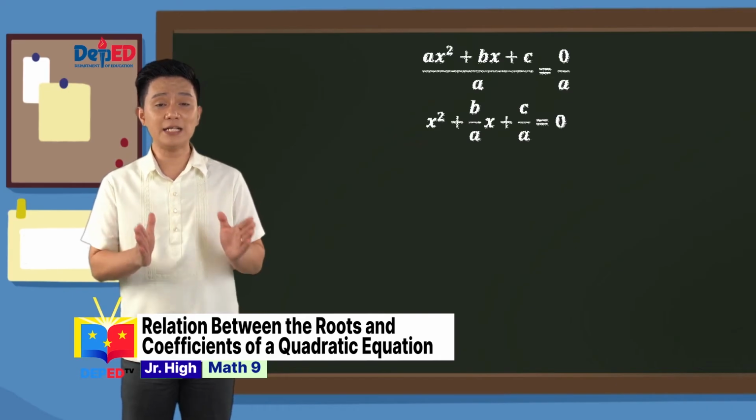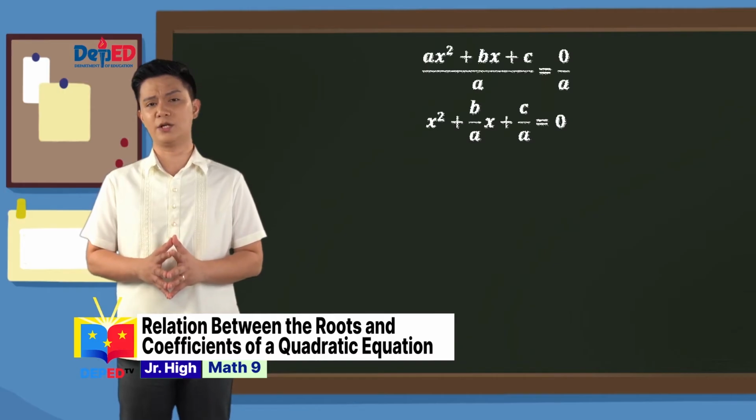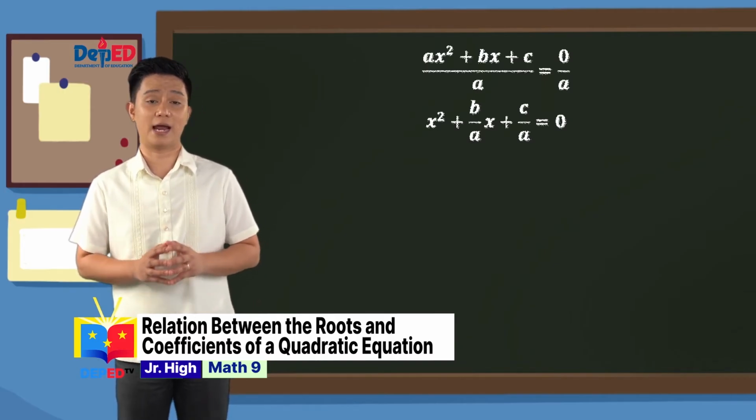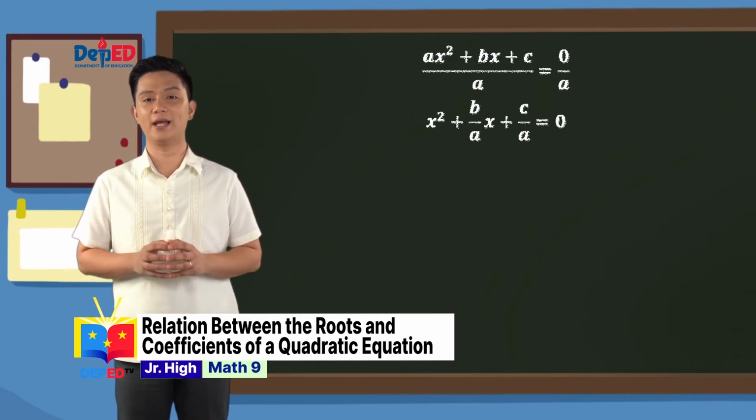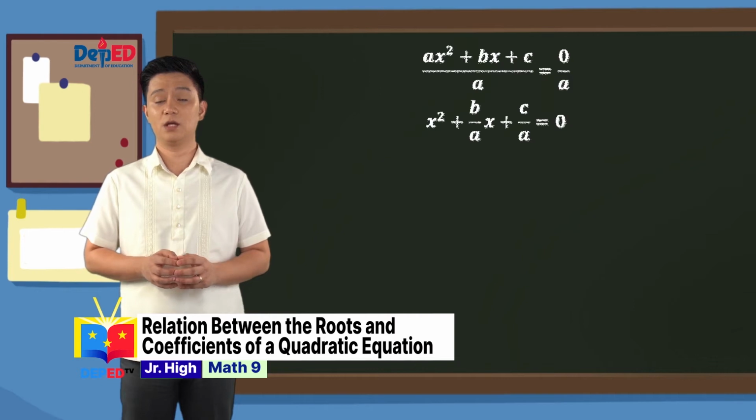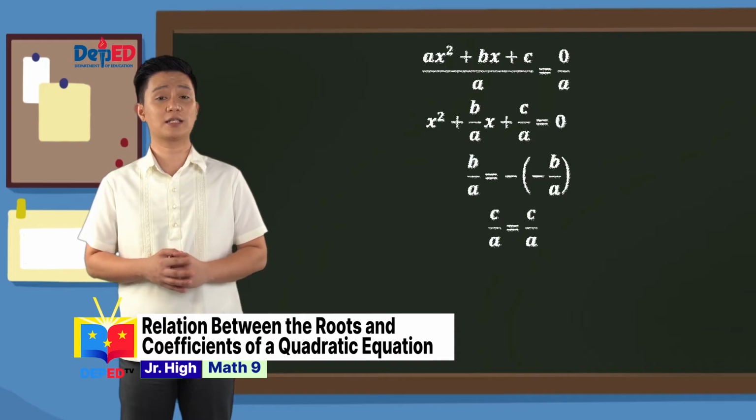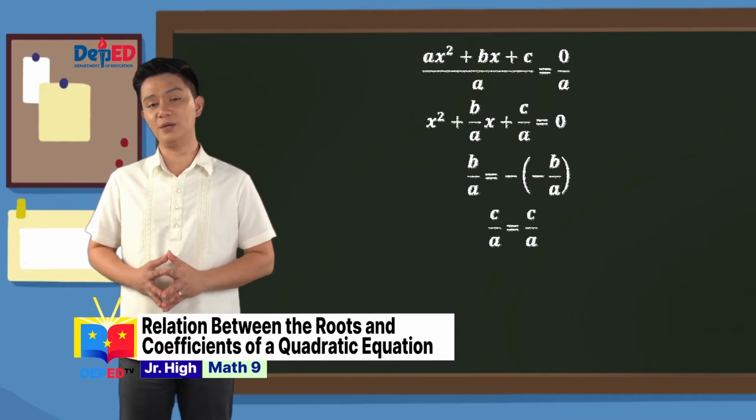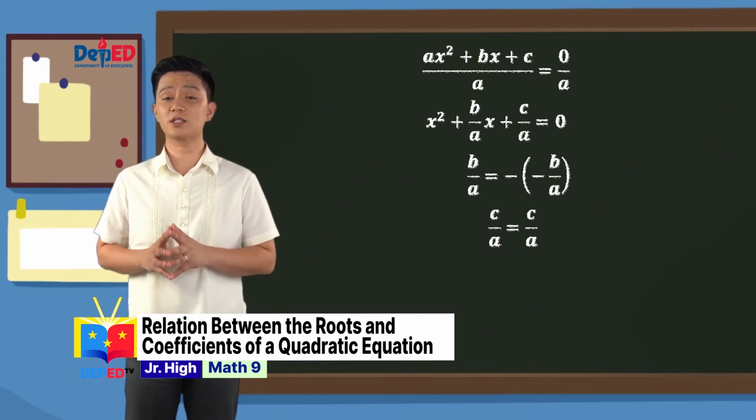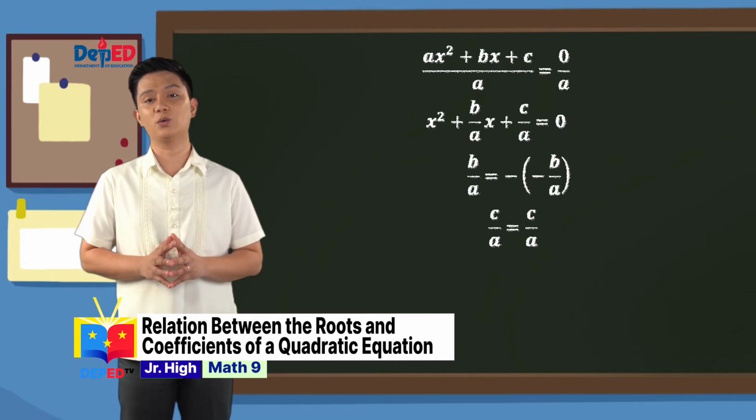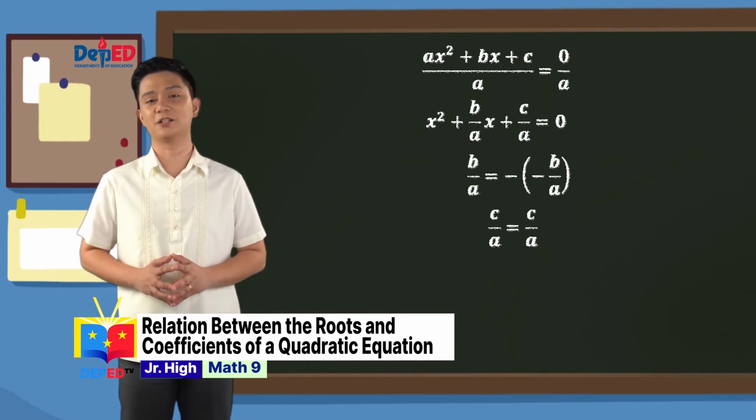Now, if we divide each term in the equation of the form ax squared plus bx plus c equals 0 by a, we should get x squared plus b over a of x plus c over a equals 0. Notice the coefficient of x, which is b over a, is just the negative of the sum of the roots. On the other hand, the constant term c over a is equal to the product of the roots, which is also represented by the same expression.